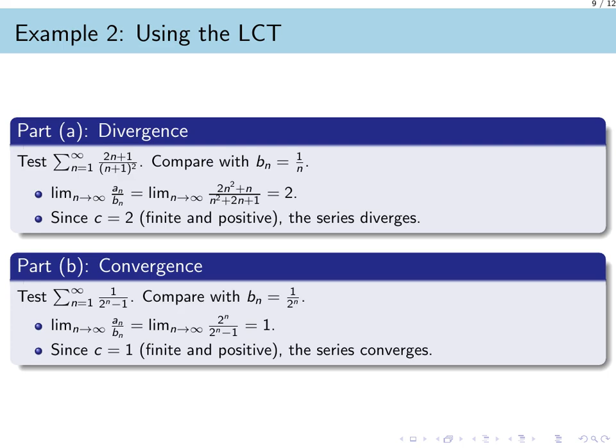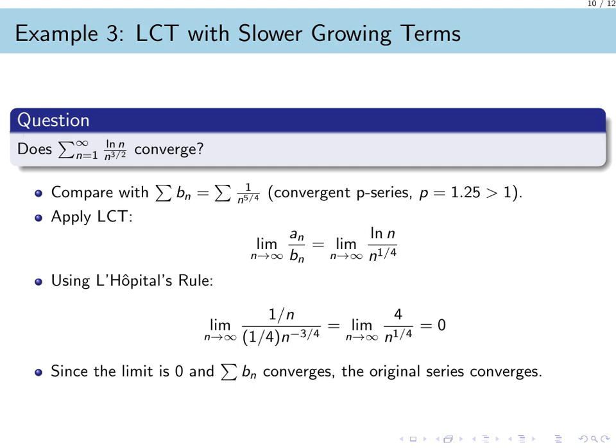The key is to simplify the original term to find a familiar series to compare it with. In this example, we will test a series that includes a natural logarithm term. The question is whether the sum of the natural log of n over n to the power of 3/2 converges. The key idea is that the natural log of n grows very slowly, even slower than any small positive power of n. This suggests we should compare it to a convergent p-series.